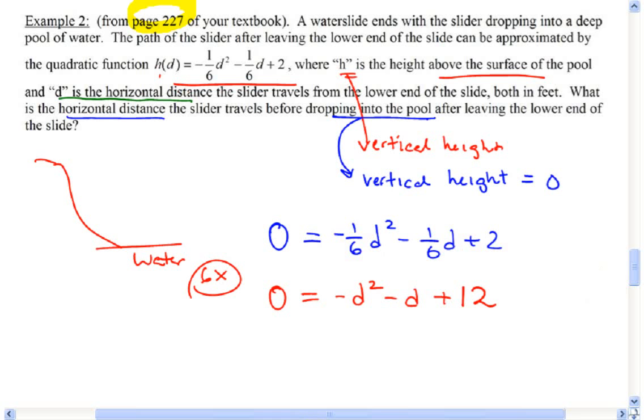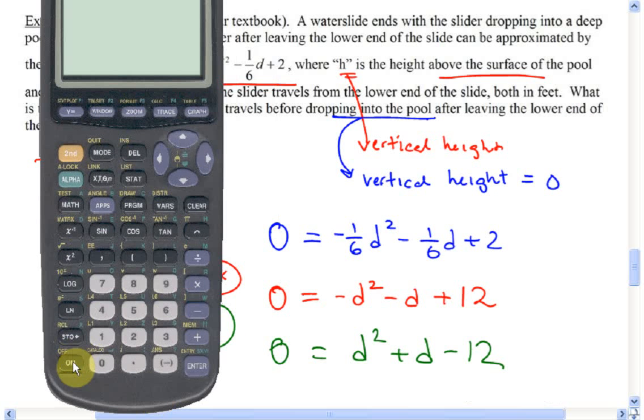Now, as I was saying before, I don't like having the negative in front, so I'm actually going to ask you to multiply everything by negative 1 as well. What's 0 times negative 1? That's 0. This just becomes now d squared plus d minus 12. Now, ladies and gentlemen, we have 3 different equations here. They look totally different. But let me tell you that the actual zeros, or the x-intercepts, are all the same. To illustrate this to you, I'm going to ask you to bring out your factoring calculators if you have one. And if you don't, just watch me.